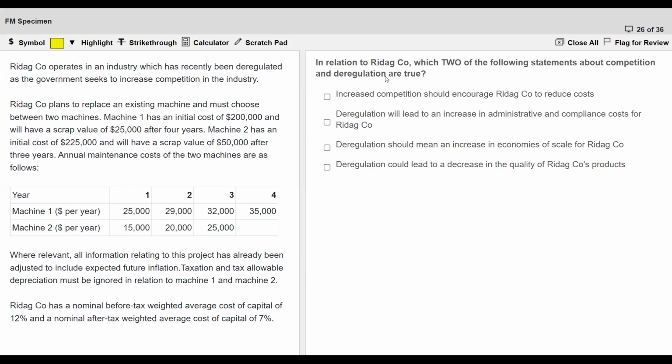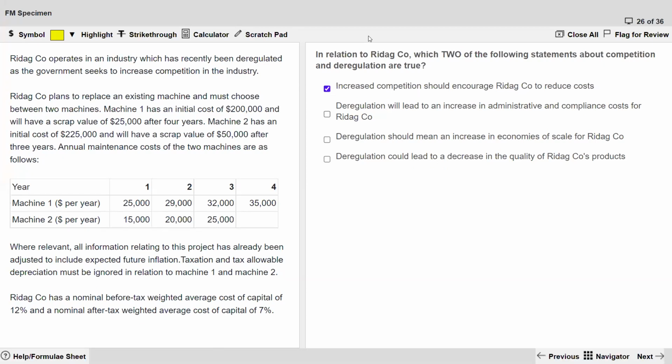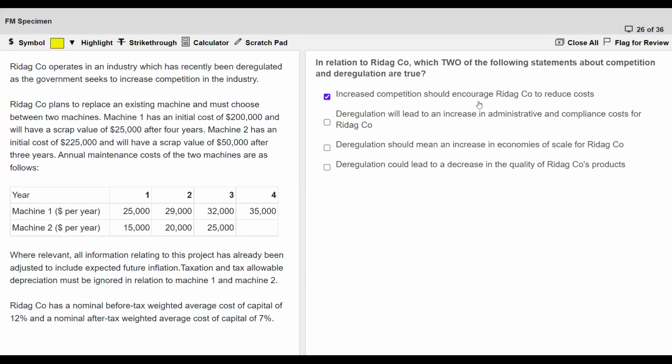Now it says, in relation to RIDAC, which of the following are true? Increased competition would encourage RIDAC to reduce the cost. Yes, the competition forces you to reduce the cost. Deregulation will lead to an increase in admin cost. No, it will reduce because when regulated, sector compliance cost is high. Deregulation should mean an increase in economies of scale.